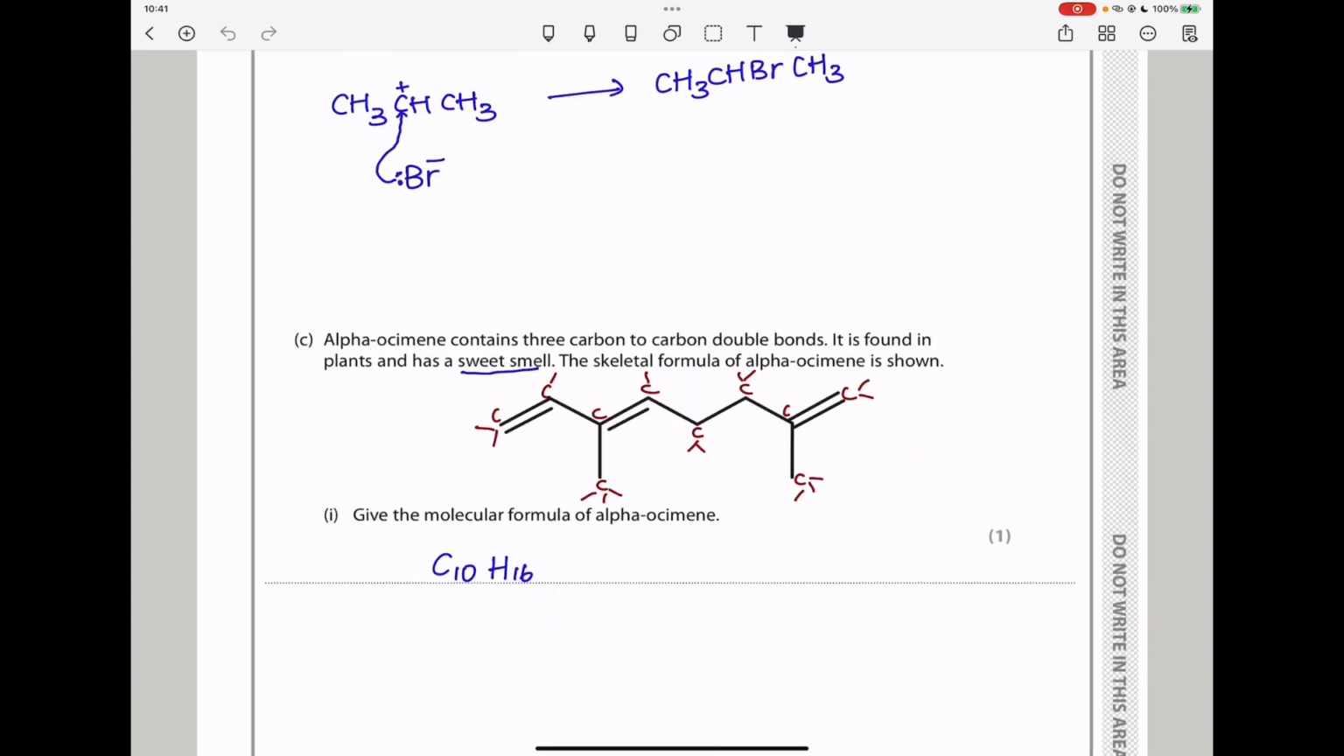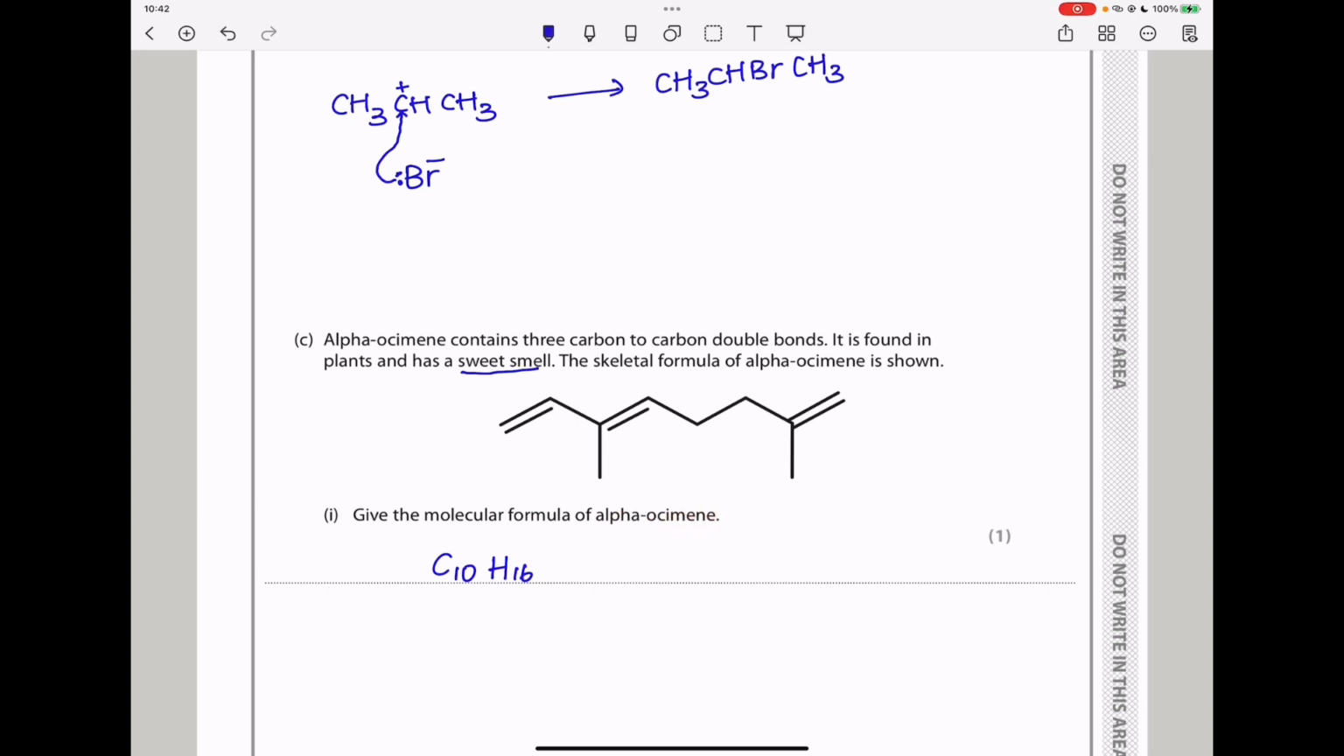In part C, alpha-ocimene contains 3 carbon-to-carbon double bonds. It is found in plants and has a sweet smell. The skeletal formula of alpha-ocimene is shown. If I can first remove the carbons I placed so that you can see the structure, you can see this is the first carbon-carbon double bond, the second as well as the third. The first question asks us to give the molecular formula of alpha-ocimene.